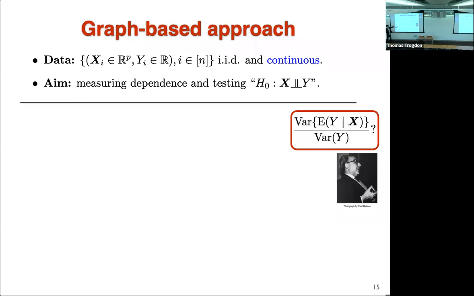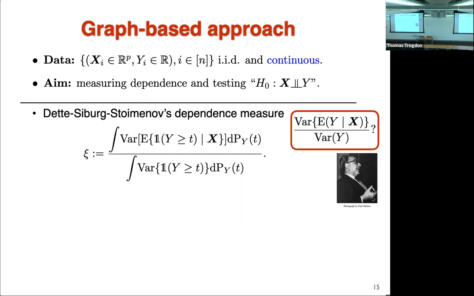So people developed this type of thinking until Dette, Siburg and Stoimenov, I think they are Germans. They defined in 2013, not very long ago, this estimator, this population measure. It is close to Rényi's, but with a very important difference: they are using the indicator function, not the original expectation.